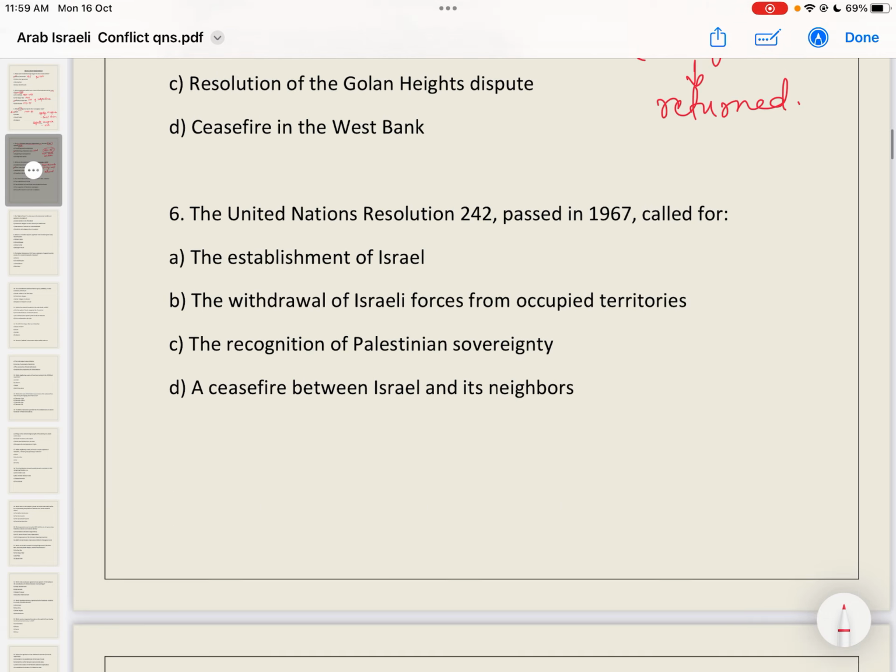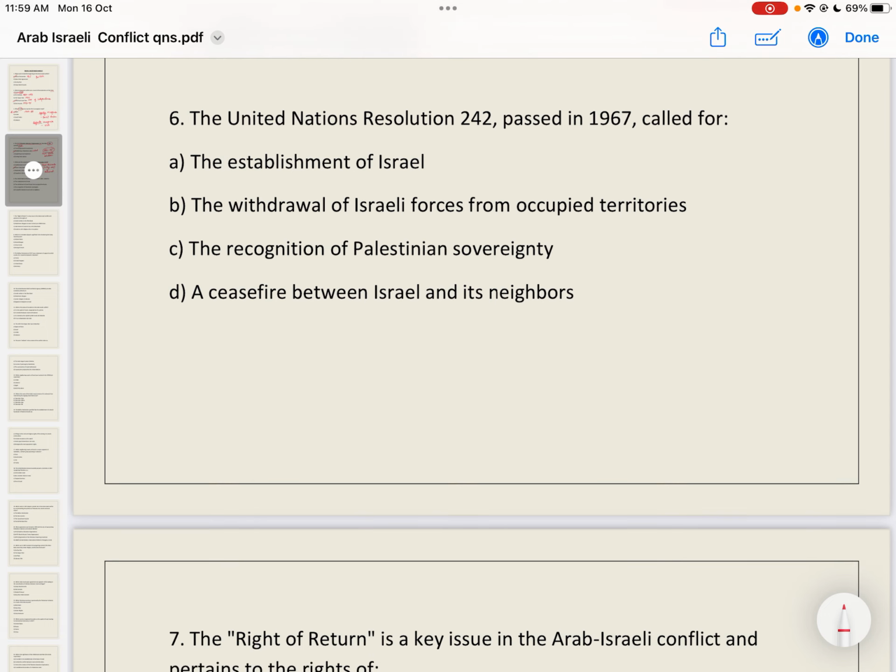Now, question number 6. The United Nations Resolution 242, passed in 1967, called for A. the establishment of Israel, B. the withdrawal of Israeli forces from occupied territories, C. the recognition of Palestinian sovereignty, D. a ceasefire between Israel and its neighbors. See, first of all, you need to know this resolution, and second of all, if you don't know this, still you can get a clue from this date. What significant event occurred in the year 1967?